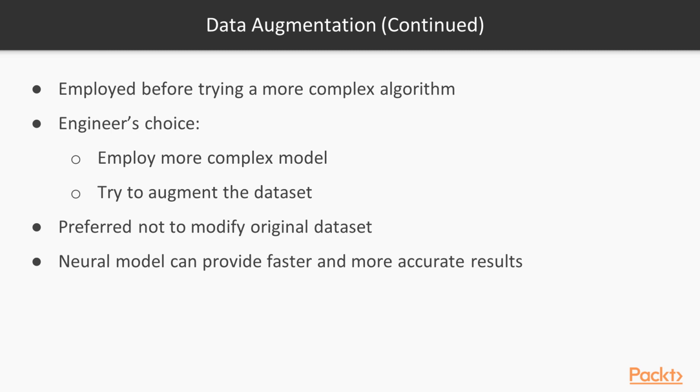The choice to employ a more complex model or to try to augment a dataset is up to the engineer and must be considered carefully, taking into account both the pros and the cons. It's preferable not to modify the original dataset, but to create a scikit-learn interface to augment the data in real time. In other cases, a neural model can provide faster and more accurate results without the need for data augmentation. Together with parameter selection, this is more of an art than a real science, and the experiments are the only way to gather useful knowledge.